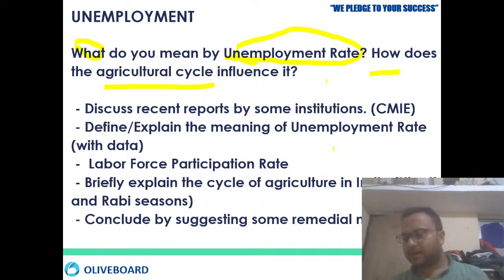Then comes the third part, where you write the link between the agriculture cycle and unemployment. You know that the agriculture cycle in India is confined around the monsoon, right? So it is dependent heavily on the monsoon as of now. The infrastructural development in terms of irrigation is not that much. So our agriculture is surrounded by the significance of the monsoon.